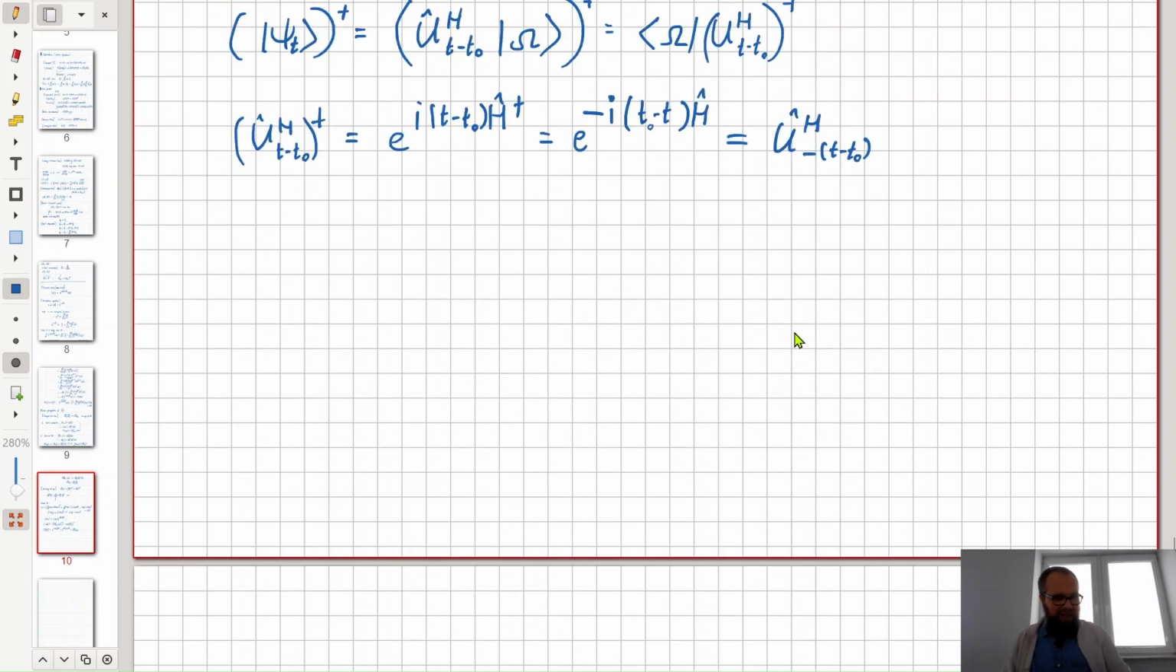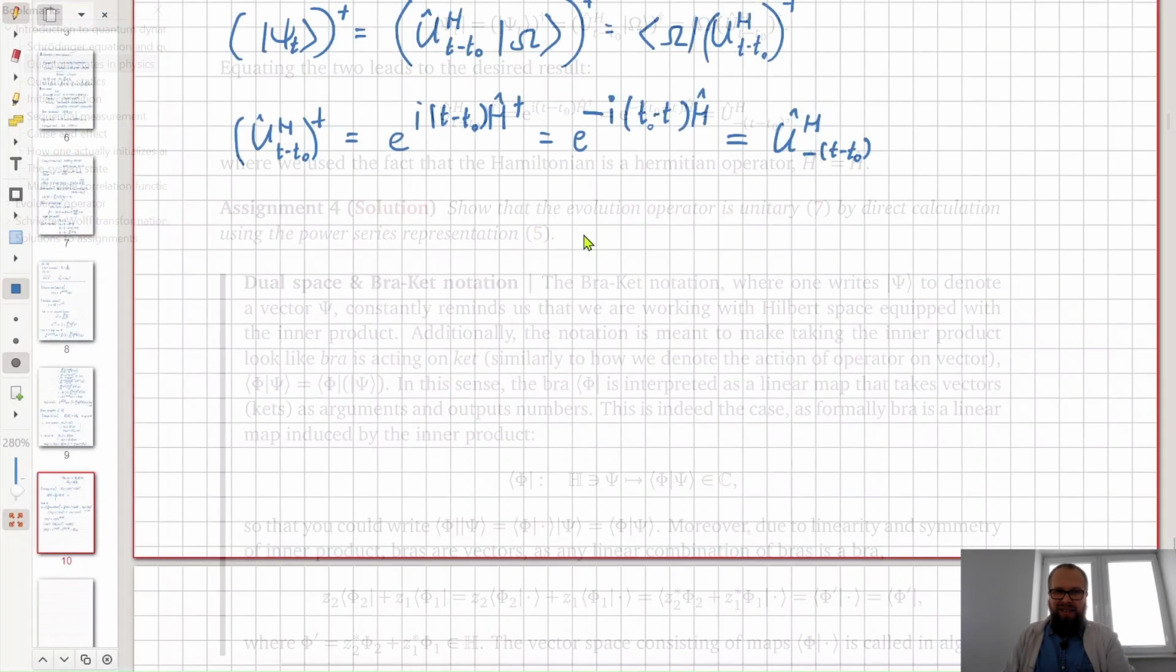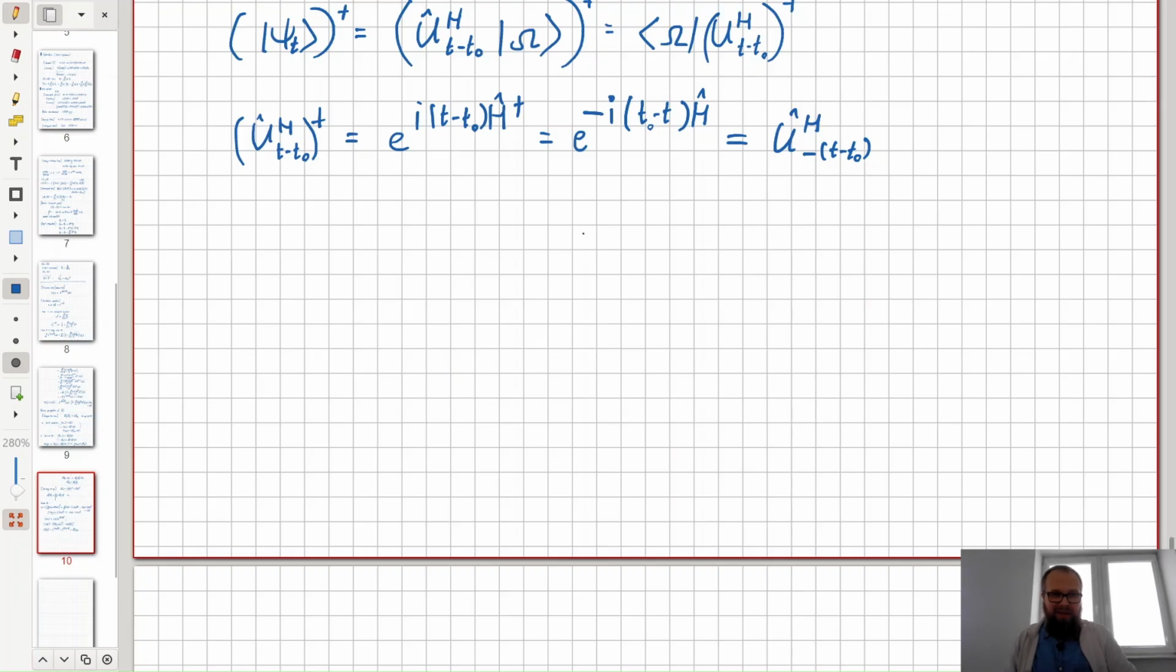So let me entitle this. In the notes, we are here. Again, black vertical line, skippable if you don't need this. Okay, so to finish this off: dual space and bracket notation.